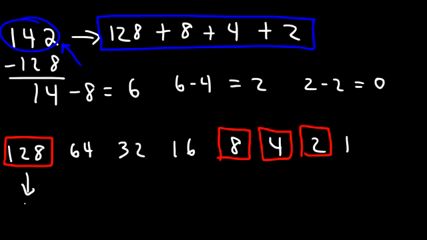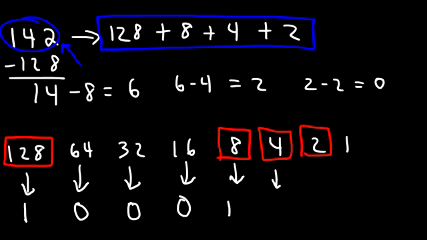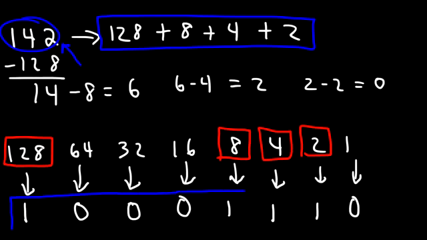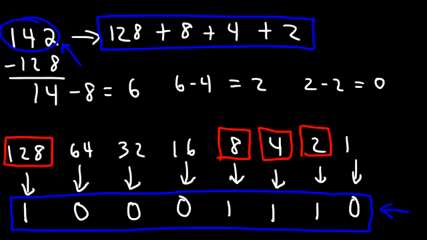So this is going to be 1. We don't have a 64, nor do we have a 32 or a 16. We do have an 8, a 4, and a 2, and we don't have a 1. So 142 is basically 1, 0, 0, 0, 1, 1, 1, 0. And so that's how you can convert a decimal number into a binary number.